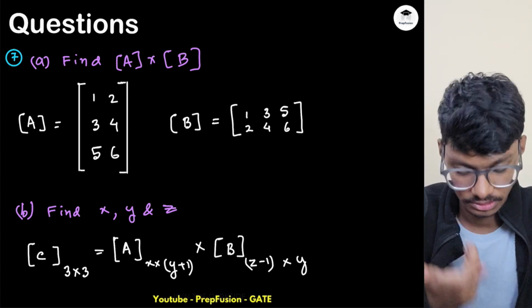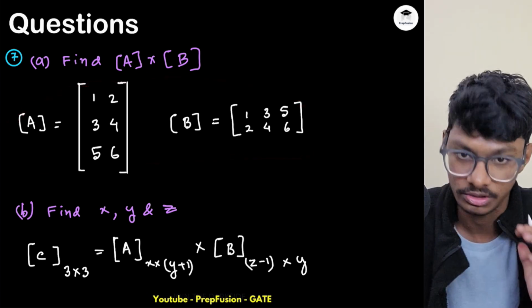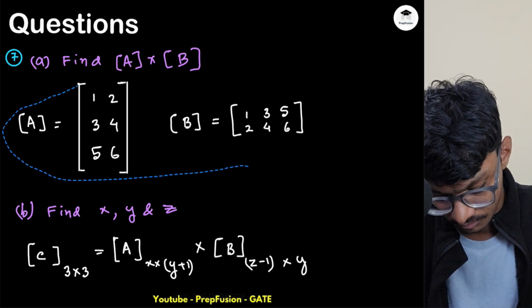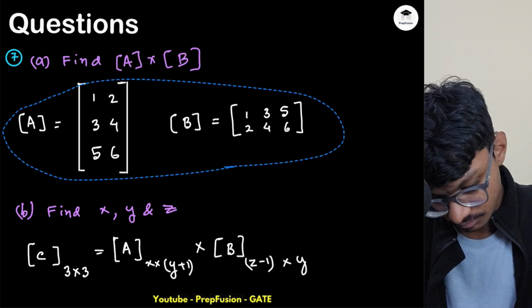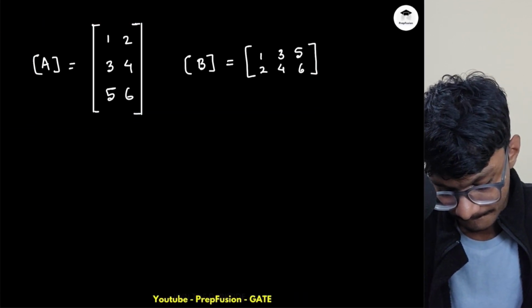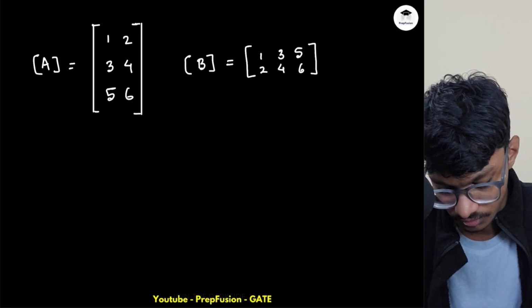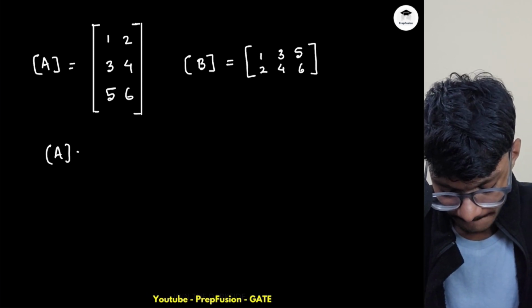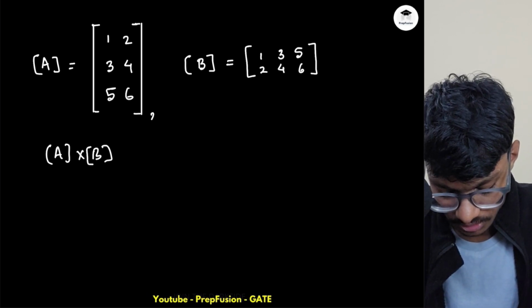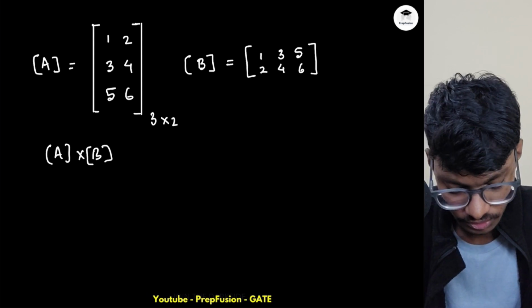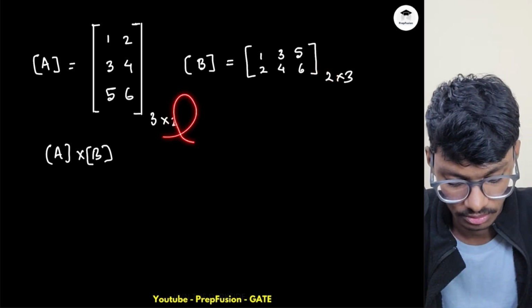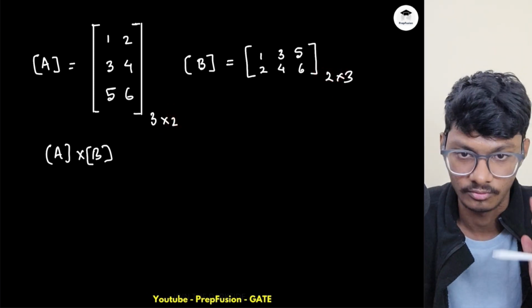So basically, let's do this first matrix multiplication. Is this even possible? Let's see. If I check over here, if I copy this, A cross B, let's check the order of this. The order of this is 3 rows cross 2, and this is 2 cross 3, and this is fine because if we check the internal numbers, they are equal. The number of columns of A is equal to the number of rows of B.